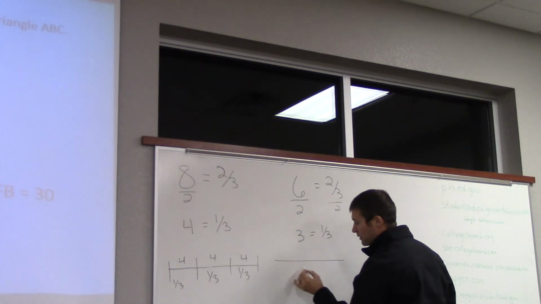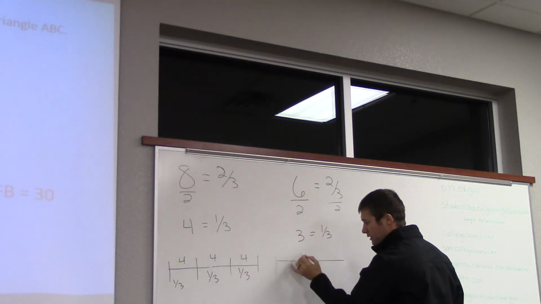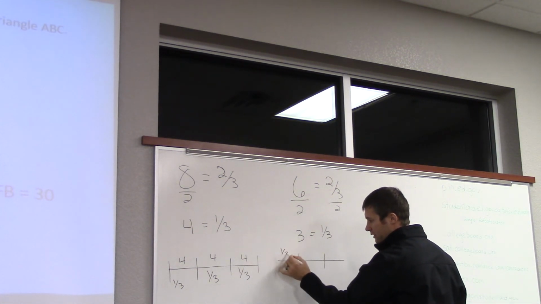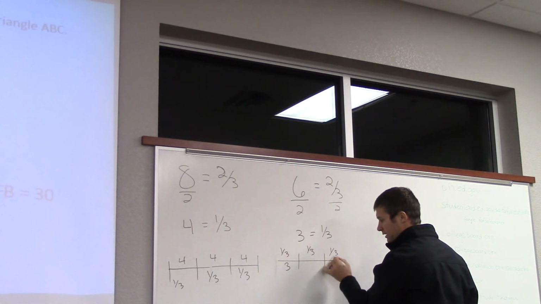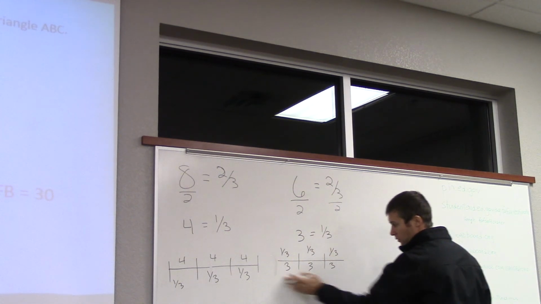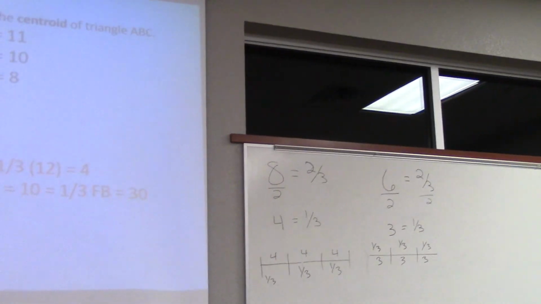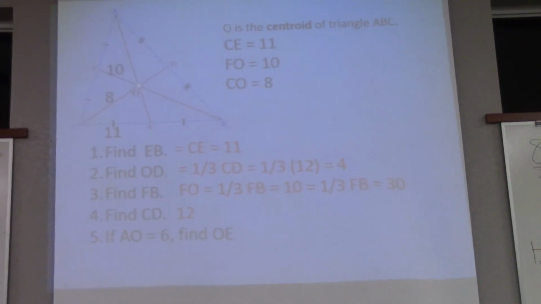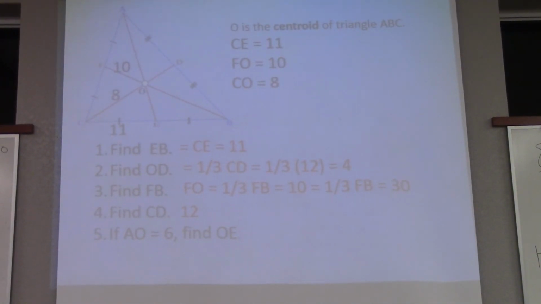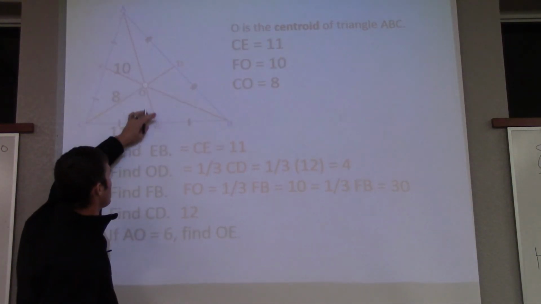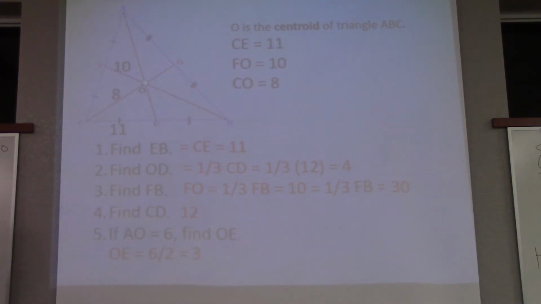So once again, think about breaking the whole line up into thirds. Okay? So you have 3 here, that's a third, that's a third, that's a third. So you have 3, 3, 3. The whole line is 9. So anytime you get it, break it up into thirds and go from there. So if I want to find O to E, I just want this third here, which would be 3.